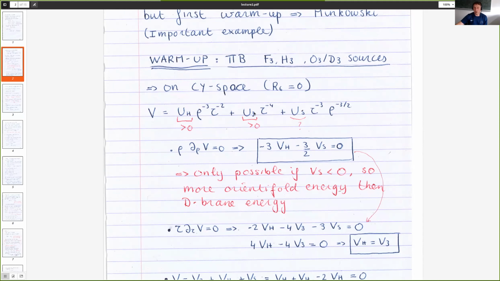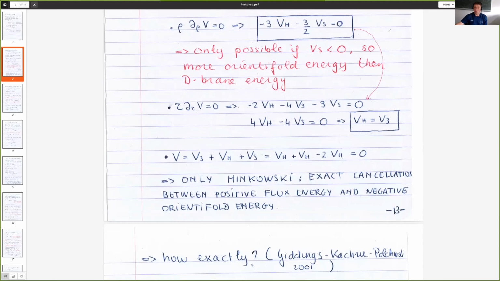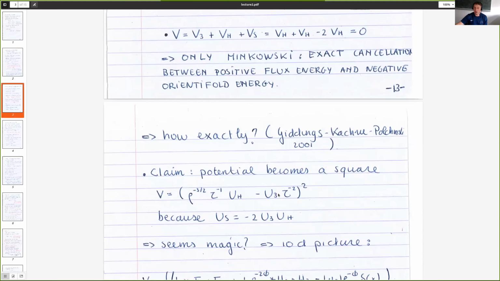I mean, you have to be lucky that the powers would be exactly the powers of a total square, but that is not enough. You would also want to have that this term, U5, is exactly equal to minus 2 U4 times U3. Can we understand this? This is what I'm going to show you now. So my claim is that this is true because this relation holds. And to prove that relation, which seems like complete magic, I turn to the 10-dimensional picture.